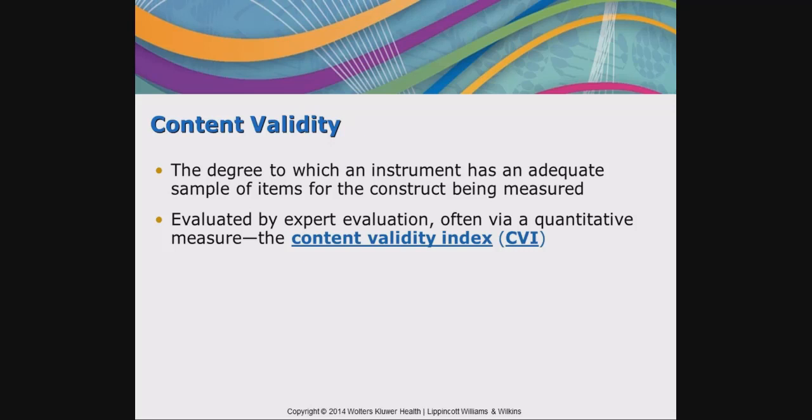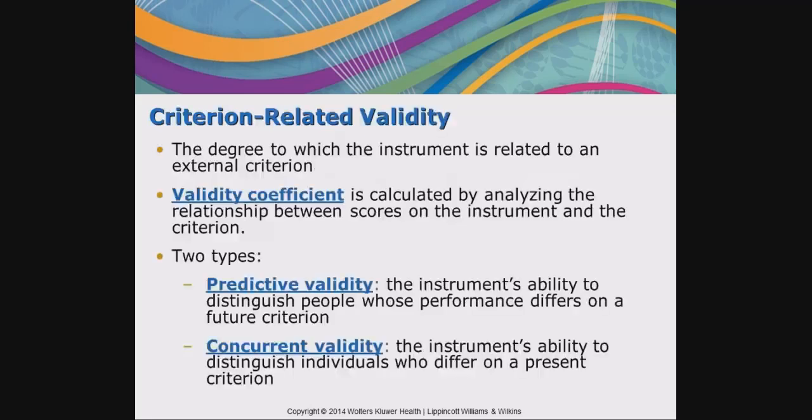Content validity. Criterion-related validity. Woohoo! This assesses the ability of an instrument to determine the subject's responses at the present time or to predict the subject's responses in the future. Don't you like that? It's a crystal ball kind of thing.